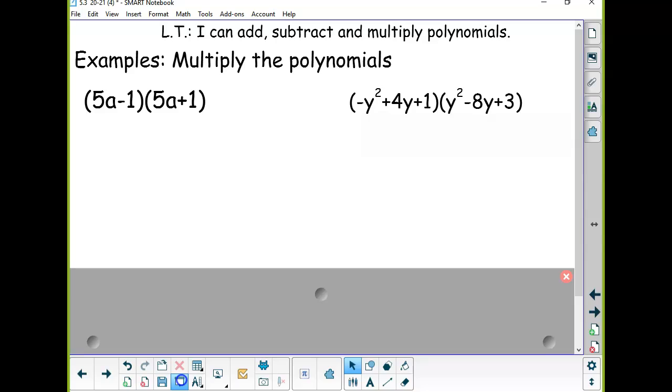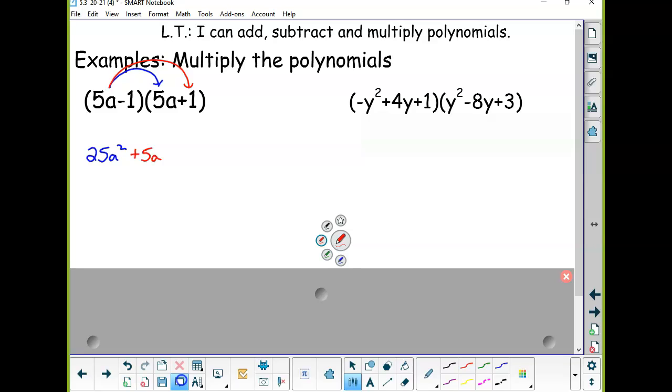So you might know the answer to this without doing any work. And that actually is the goal, to recognize special patterns. But if you don't get it this year even, you're fine. Okay? So let's do the arrow method with this one. When we multiply, 5 times 5 is 25a squared. And then I'm going to do the outside terms. 5a times 1 is 5a.